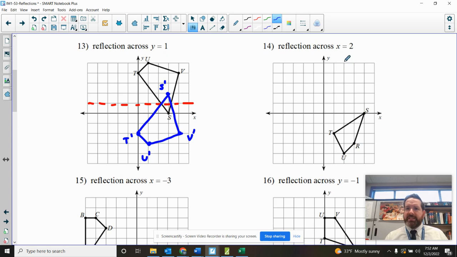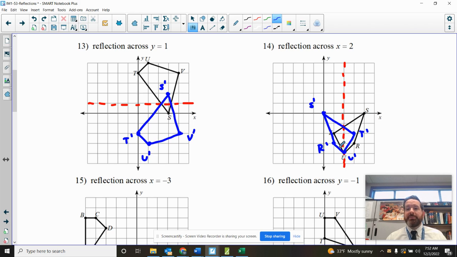Next up, reflect across x equals 2. X equals 2 is a vertical line. So U and U prime are in the same spot on the reflecting line. T starts on the left, so its reflection, T prime, will be on the right by 1 spot. S is 2 units to the right, so when we reflect, S prime should be 2 units to the left. And R is currently 1 unit to the right, so R prime should be 1 unit to the left of that reflecting line.